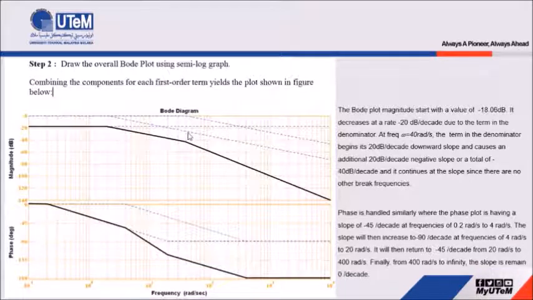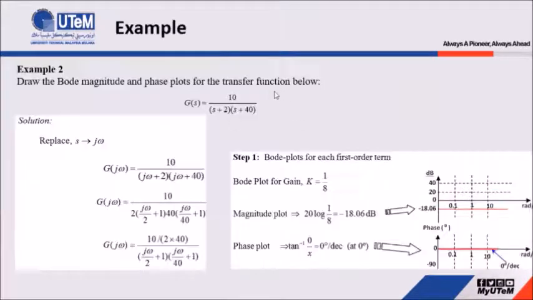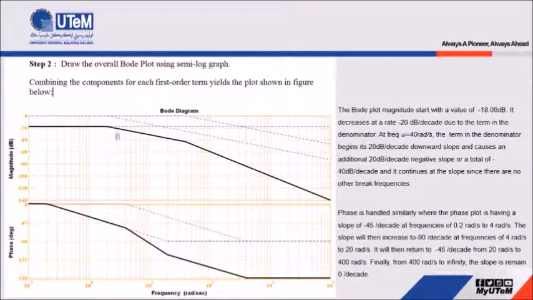After we draw all these three lines based on these transfer functions, we can combine them all together. The starting point for this Bode plot should be at 0 plus 0 minus 18.06, because we have two lines here, and we refer to this horizontal line here as the component for gain. So after we combine, we get the starting point for this Bode plot at negative 18.06, and that's why we start the Bode plot from this point.